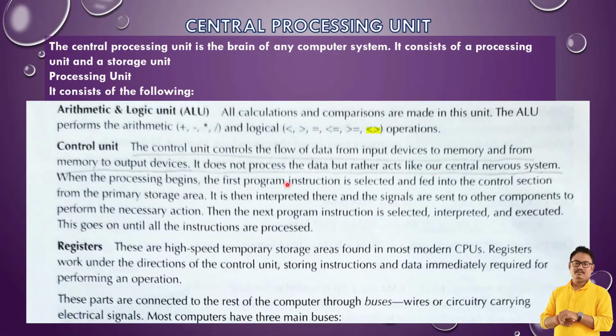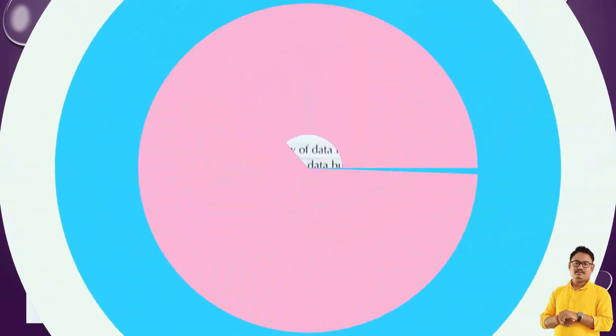Right. When processing begins, the first program instruction is selected and fed into the control section from the primary storage area. It is then interpreted there, and signals are sent to the other components to perform the necessary action. Then the next program instruction is selected, interpreted, and executed. This goes on until all the instructions are processed. So the control unit collects the input and then gives the output, and all this works together with the arithmetic and logical unit.